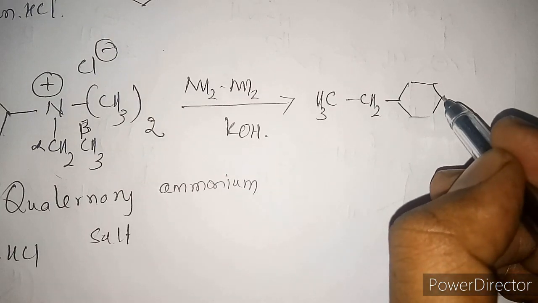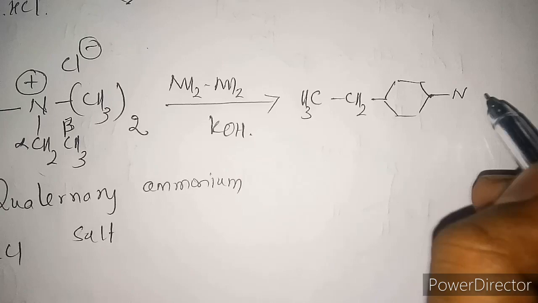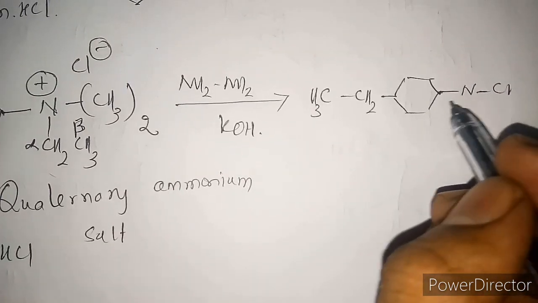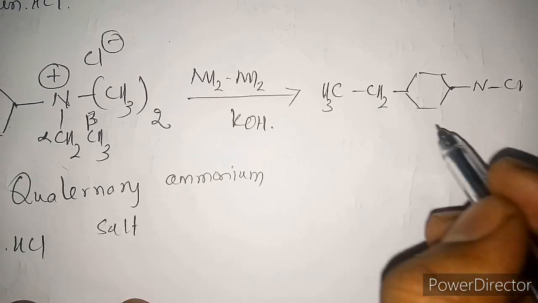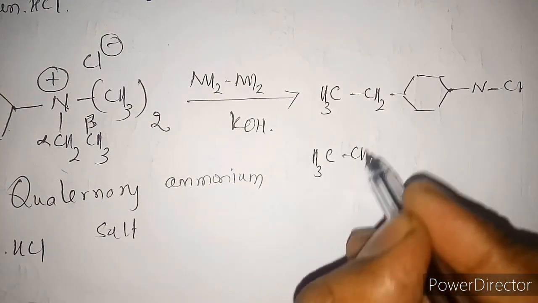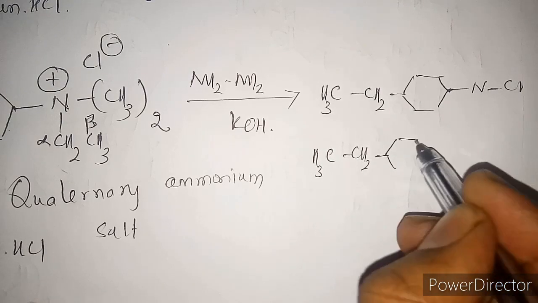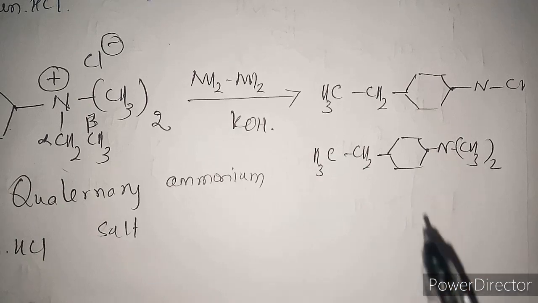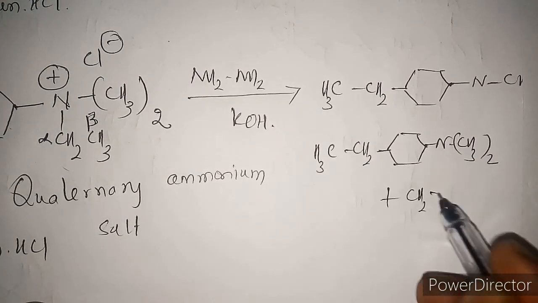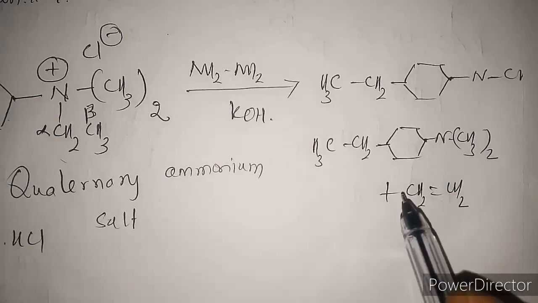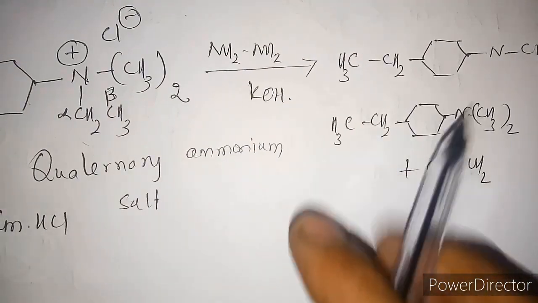So along with that, CH3, this will be CH2. We will get N CH3, so we will write this CH3 CH2 N CH3 twice plus CH2 double bond CH2. So this is the product. Here the quaternary ammonium salt is also reacted.